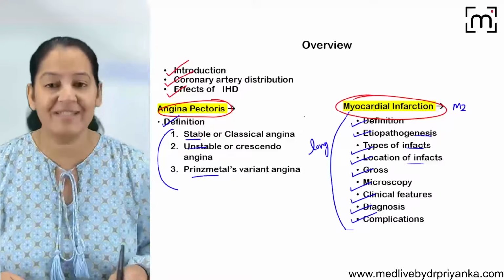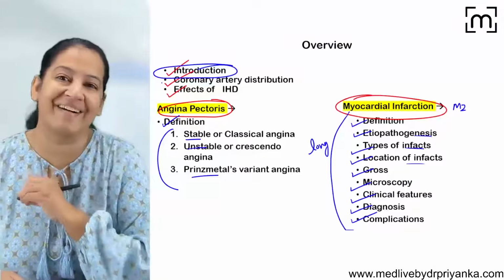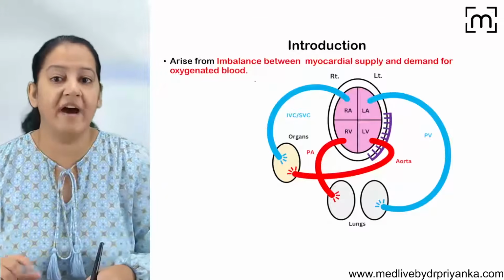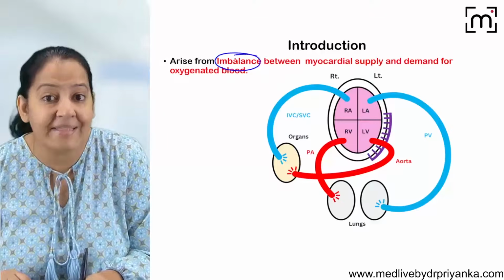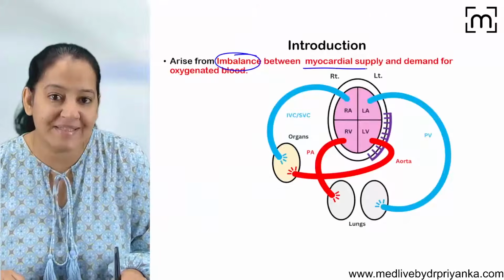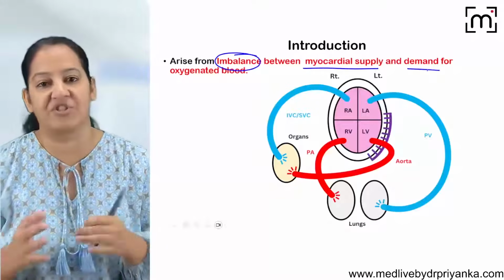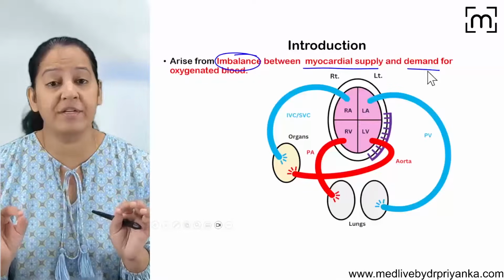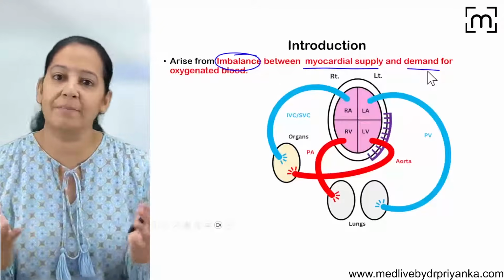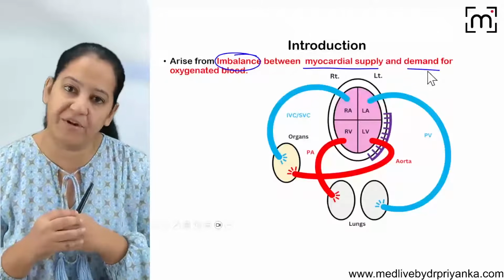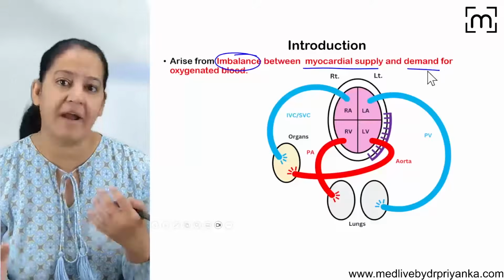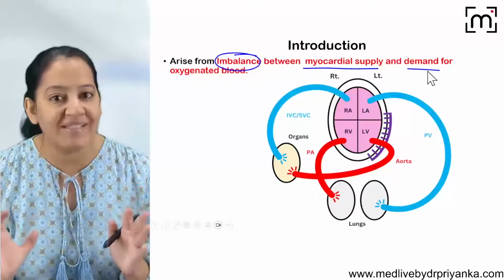So let's start it. First, let me tell you what is ischemic heart disease or coronary artery disease. Ischemic heart disease or coronary artery disease arises from imbalance. Imbalance between what? Imbalance between two things, the myocardial supply and demand for oxygenated blood. So it's very important to understand what is demand and supply. If there is an imbalance in demand and supply, it will lead to ischemic heart disease or coronary artery disease. But what is demand and what is supply? The myocardial oxygen demand and myocardial oxygen supply. You have to understand it clearly.